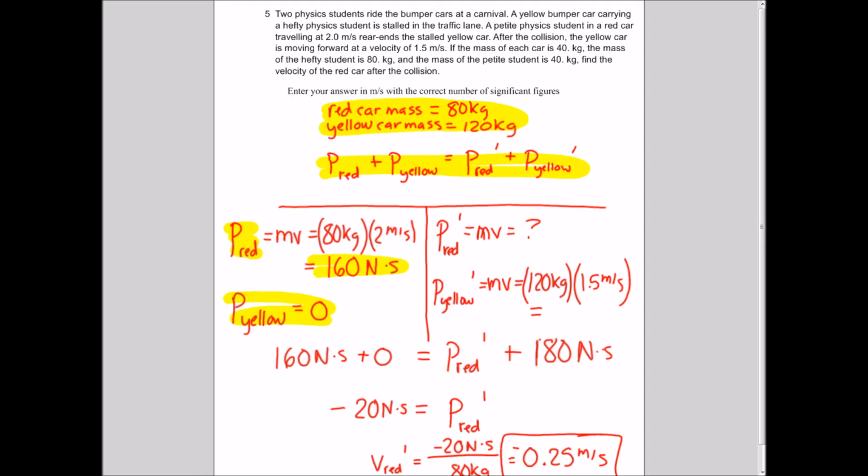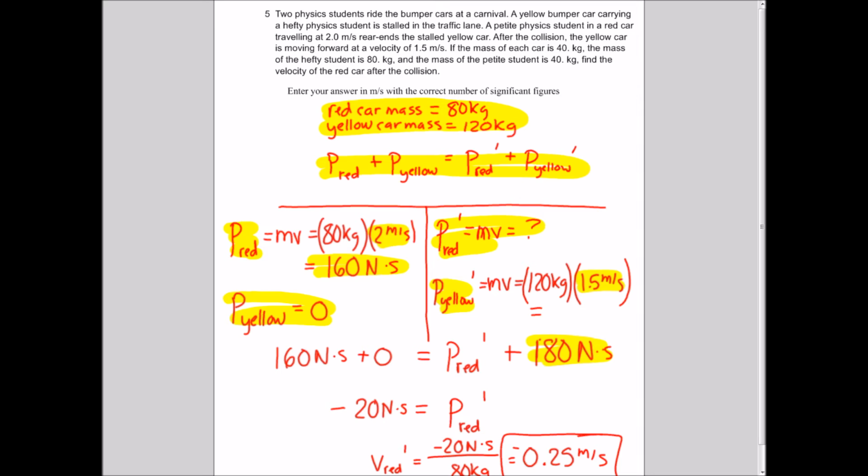The red car afterwards, I don't know what its momentum is. That's what I'm going to have to find out first before I can find the velocity. But I can find the momentum of the yellow car by taking its mass times its velocity. That's 180 Newton seconds. I want to make sure you understand that the direction of velocity of the yellow car is in the same direction as the velocity of the red car. It was just sitting there. It got bumped into. That means it moved forward.